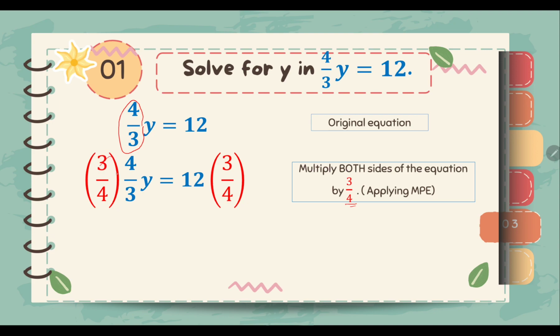And we can see here that 3 divided by 3 is 1. 4 divided by 4 is also 1. And we are left on the left side with 1 times y, or y. And on the right side, we also simplify. What is this? 12 divided by 4. We can actually divide 12 by 4. That is 3. So 3 times 3, we are left with 9. So the value for y in 4/3 y is equal to 12 is 9.